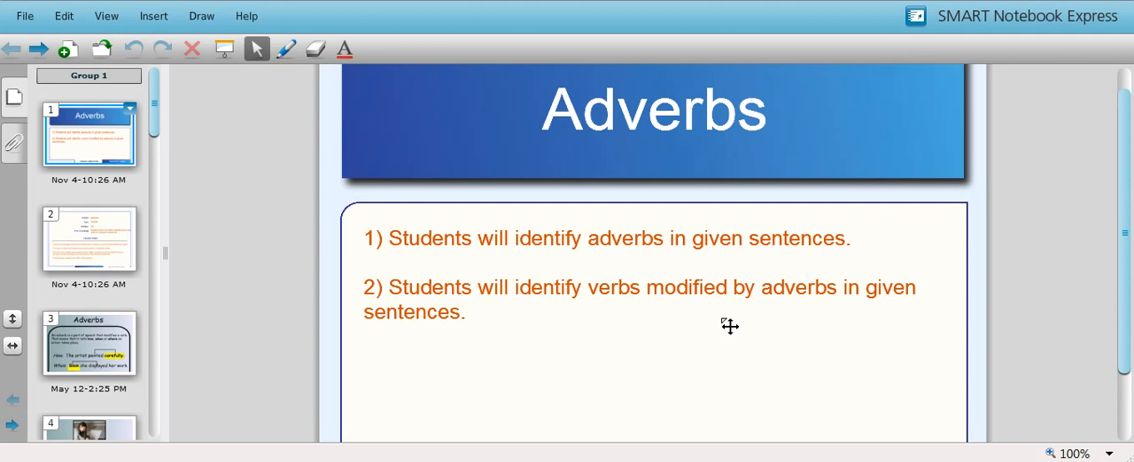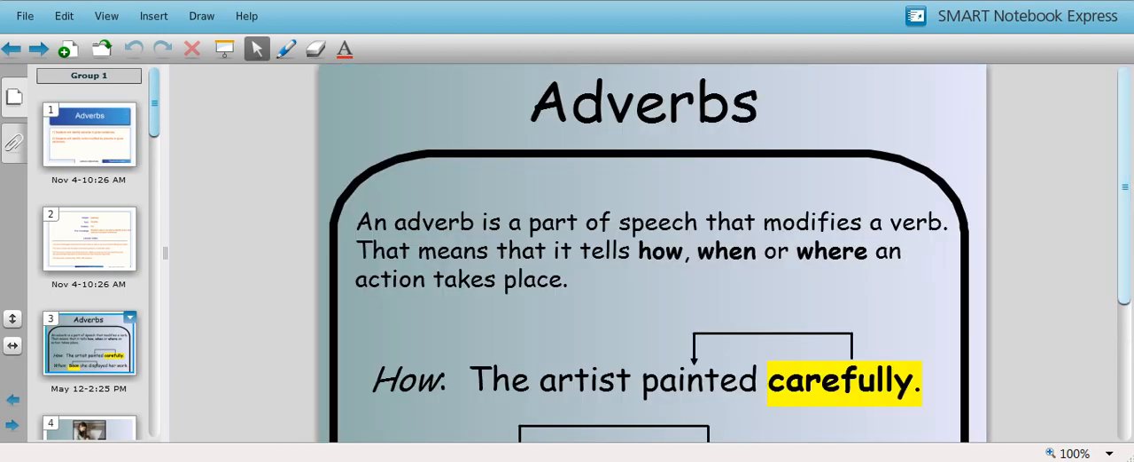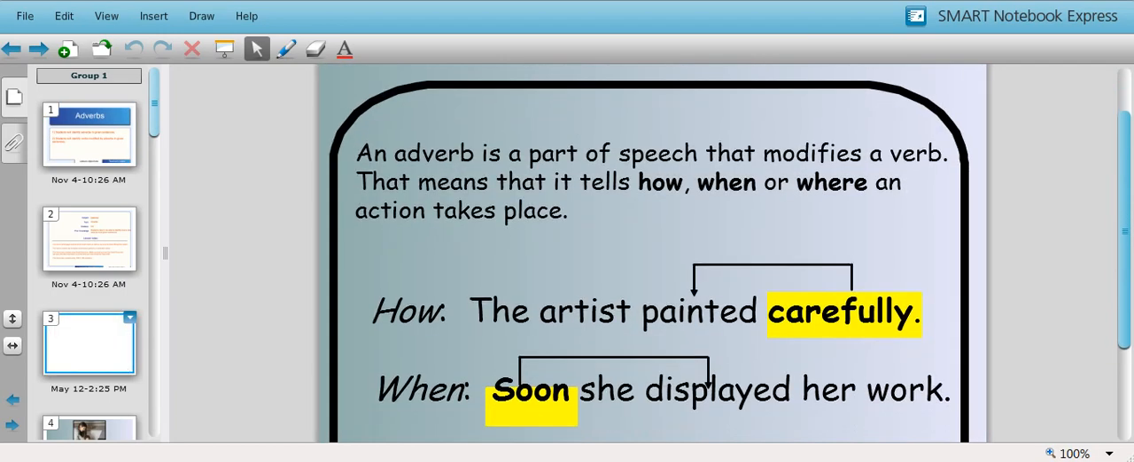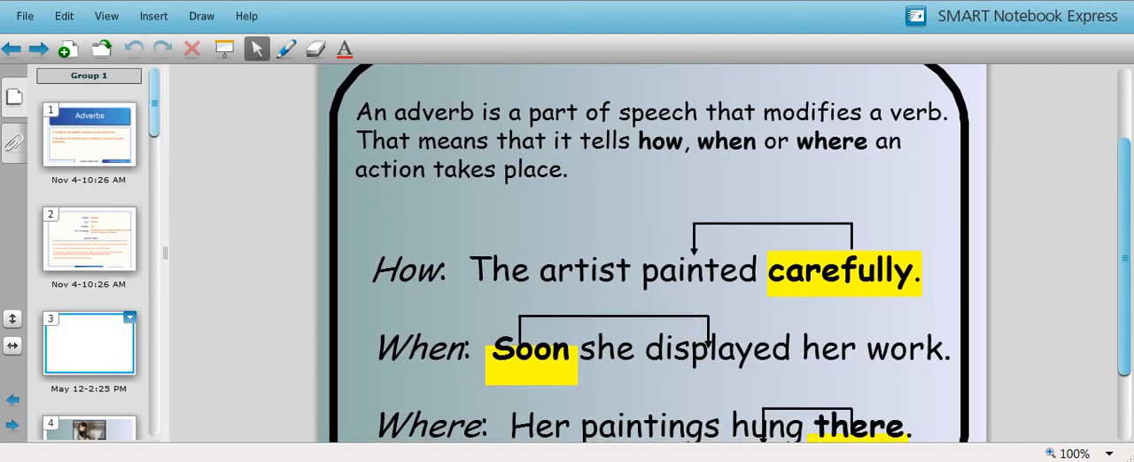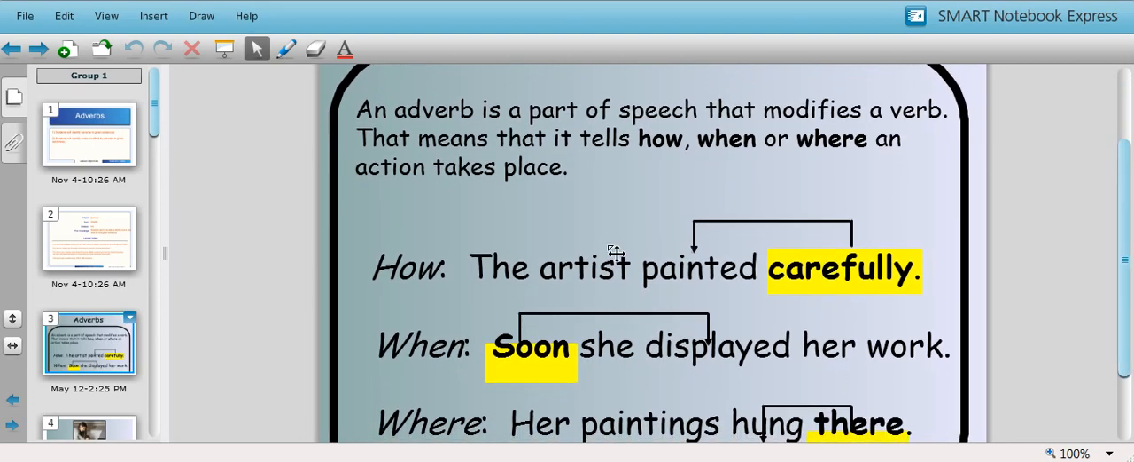Okay, in this Smartboard activity, we're going to learn about adverbs. Students will be able to identify adverbs in given sentences, and they'll also be able to identify verbs modified by adverbs. So, an adverb is a part of speech that modifies a verb. That means that it tells us how, when, or where an action takes place.